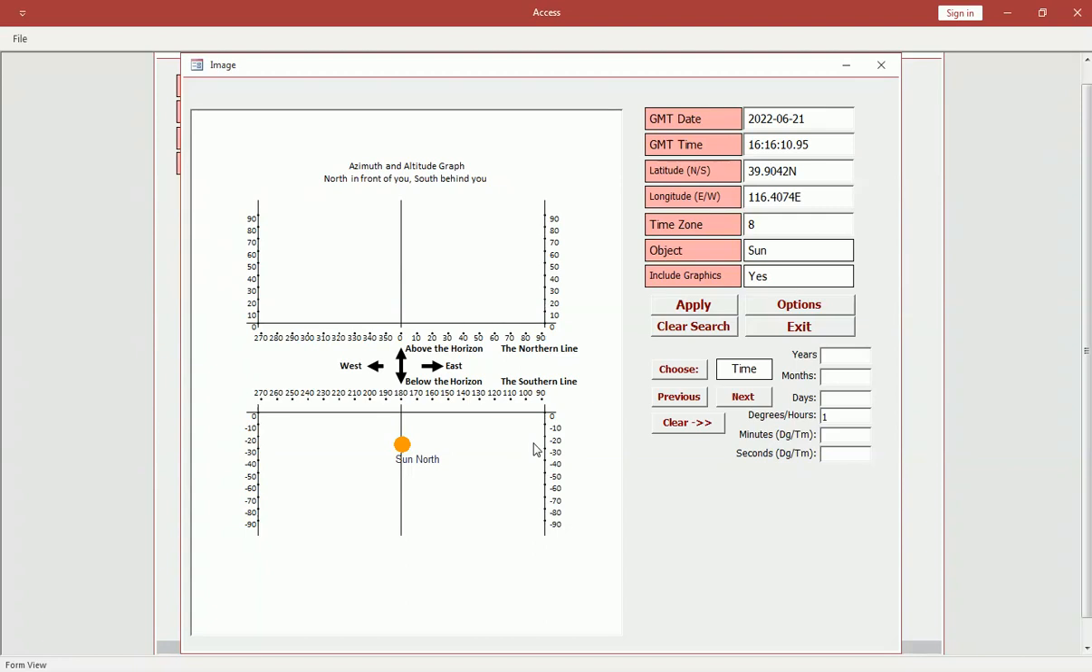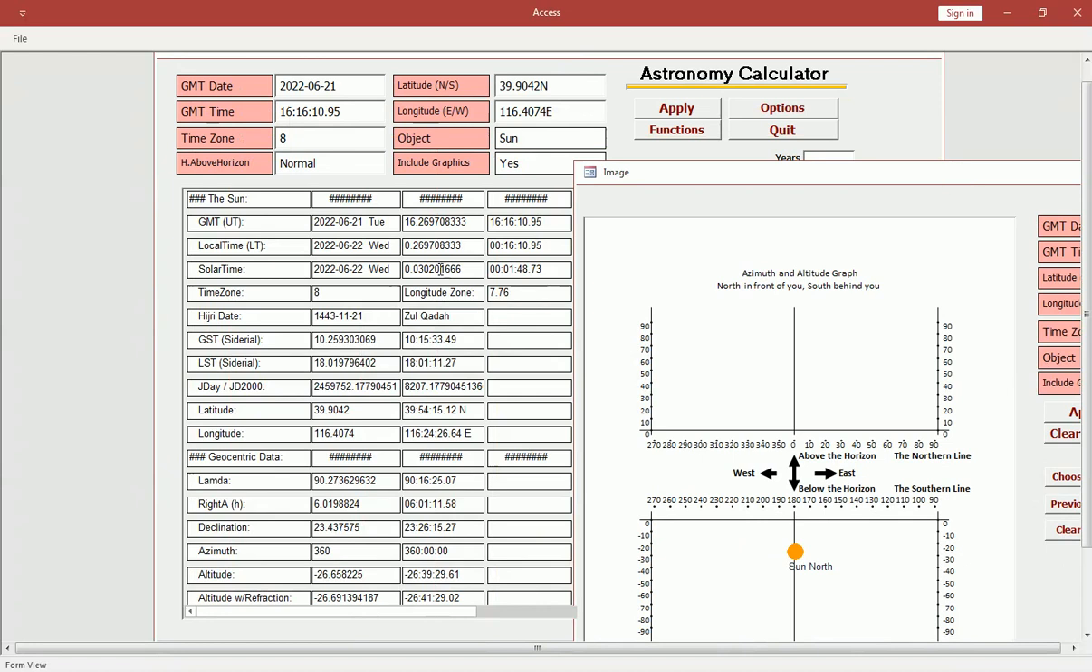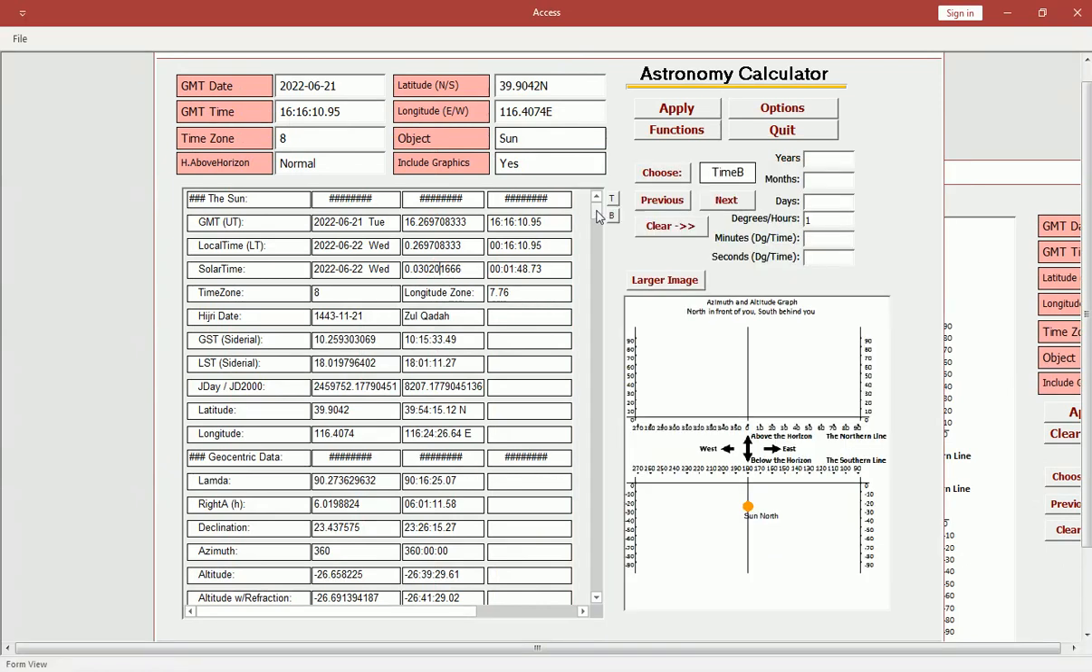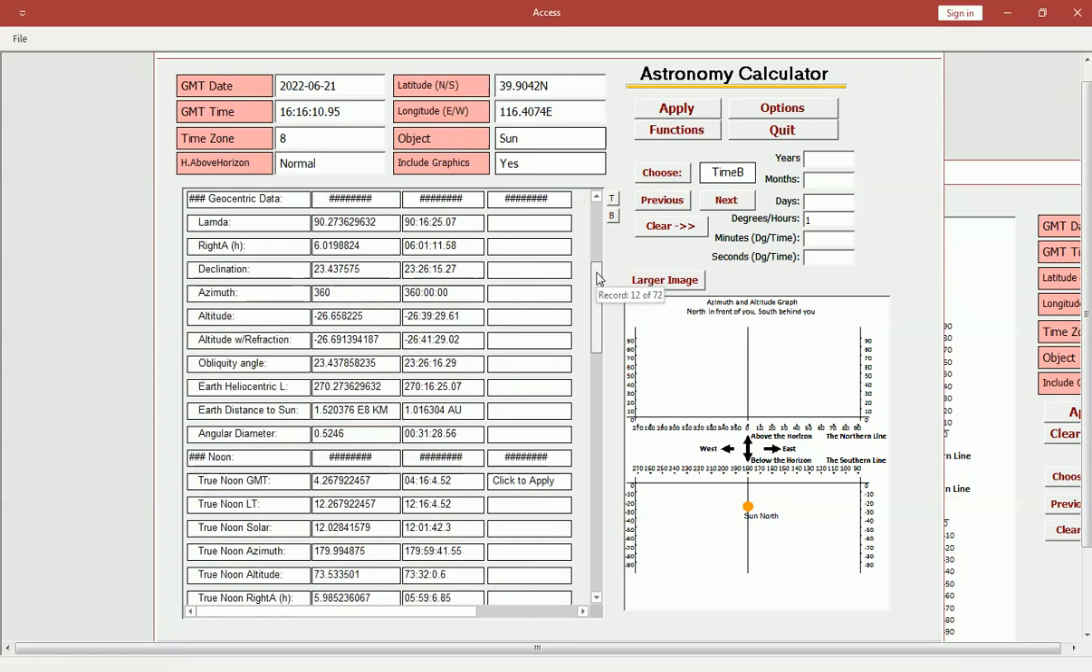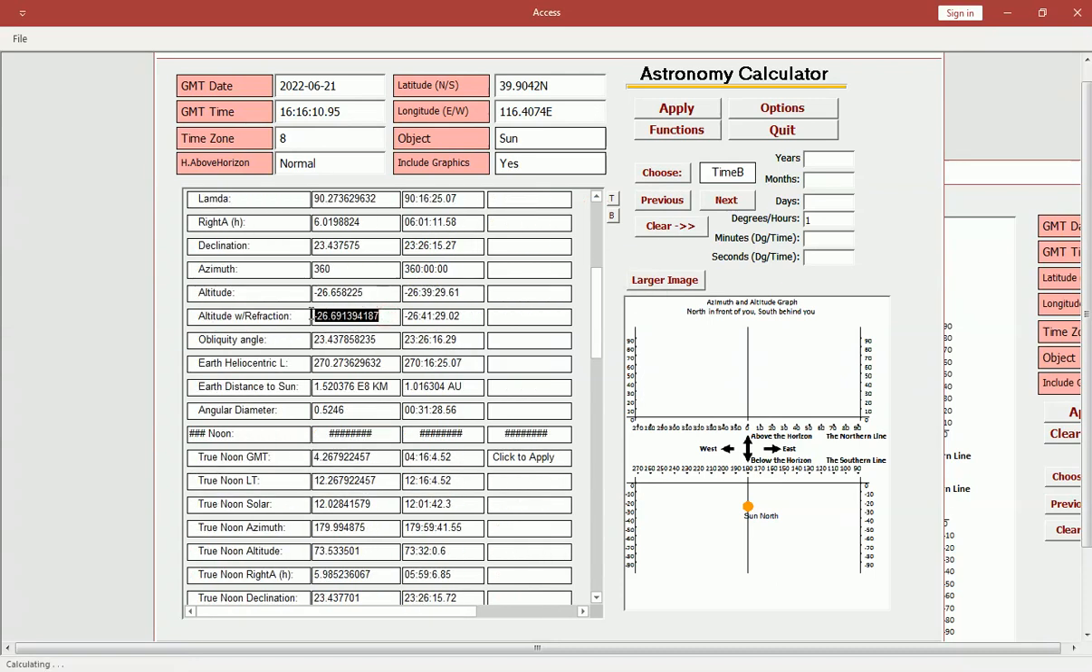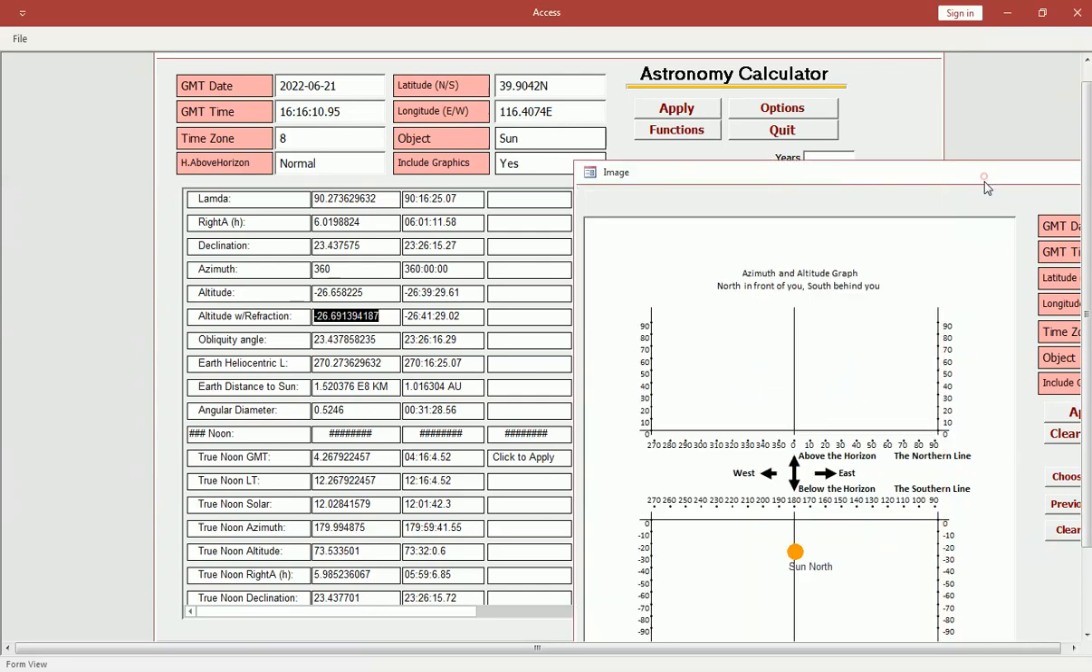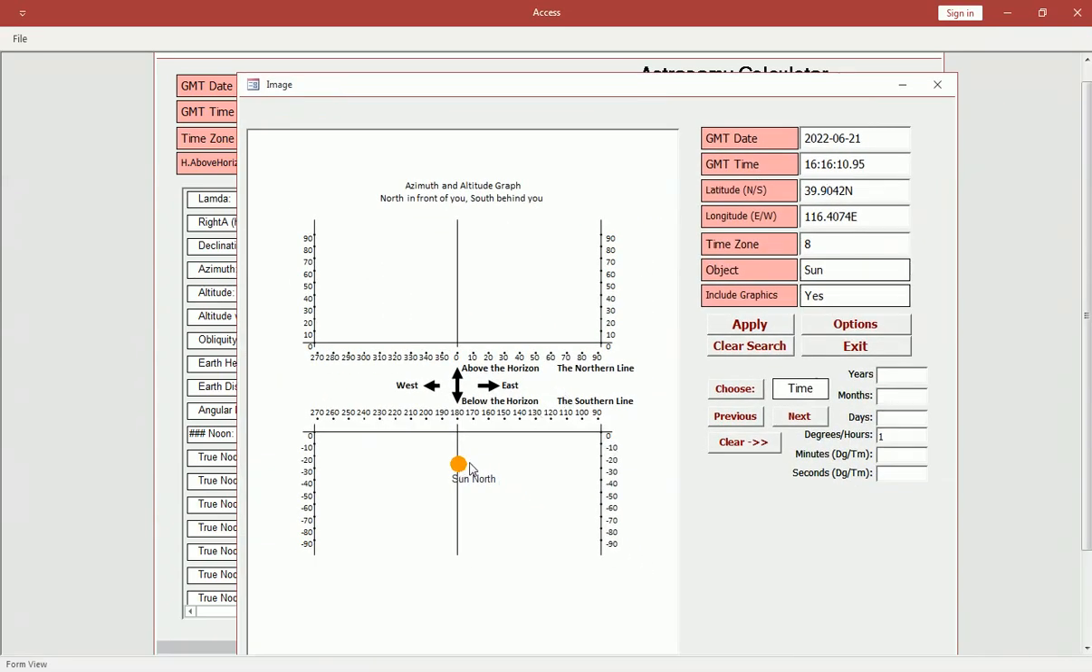Now we cannot see the sun because it is below the horizon, but if we can see through Earth, we will see the sun exactly to the north with an altitude of about minus 20 degrees. We can see that clearly here. The altitude is minus 26 degrees, 0.69. If we can look at it, yes, it is about minus 25 degrees.